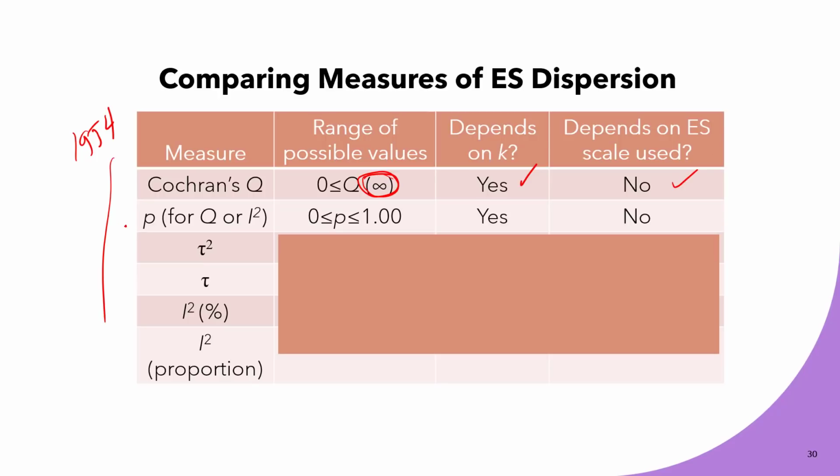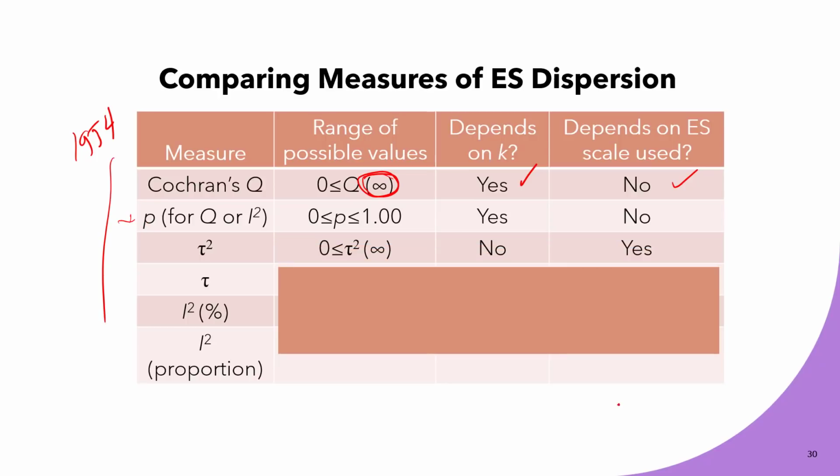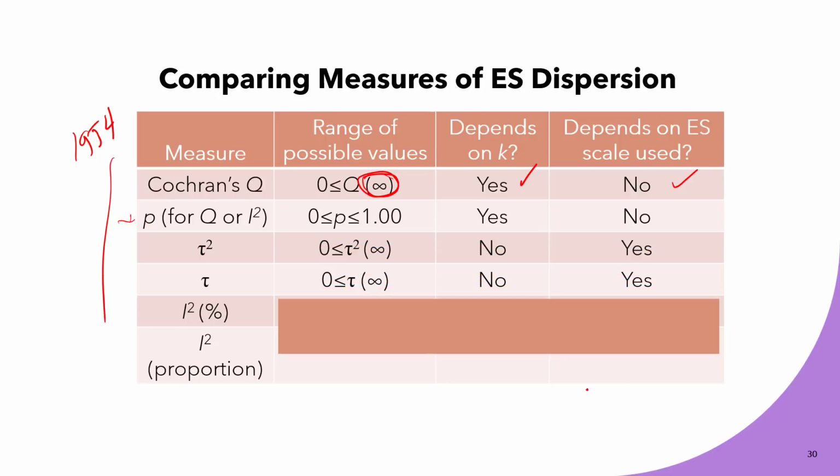And if you're just looking at the p-value, all of those conclusions are the same. You're looking at tau squared and tau, of course, those are going to be the same because one is just the square of the other. So here's the variance version, and here's the standard deviation version. And this one is, again, theoretically infinite, although in practice we tend to see that tau squared values, or tau values, are much, much smaller than that. They don't depend on the number of studies, but they do depend on the scale used.